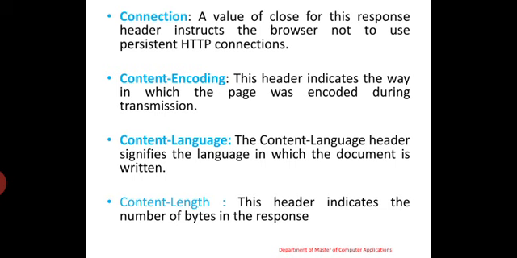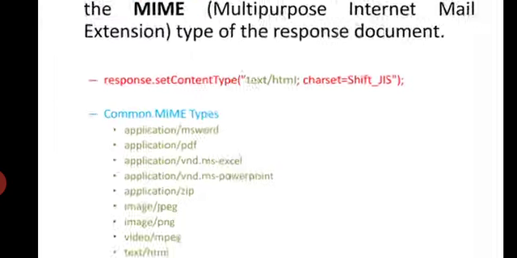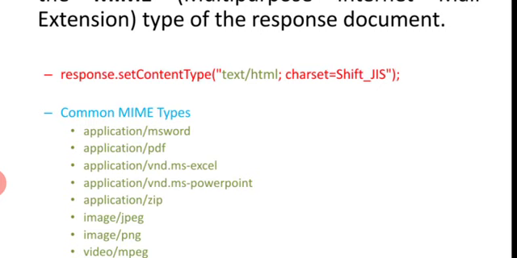Then the content type. The content type header gives you the MIME type. MIME is nothing but multipurpose internet mail extension of the type of the response code. Whenever we request something here, we don't know exactly what type of HTML you're calling here. So response dot set content type.